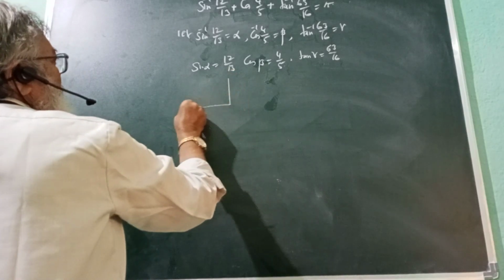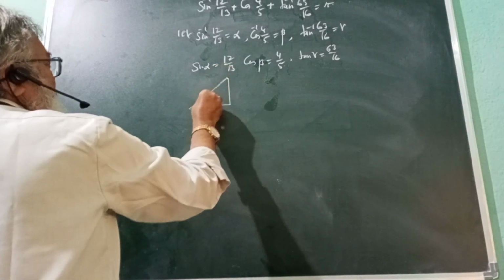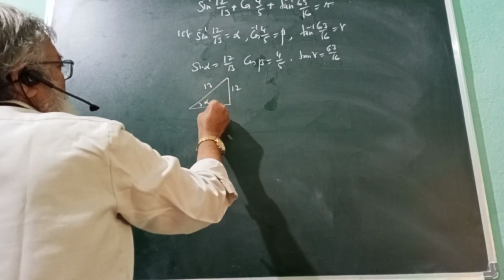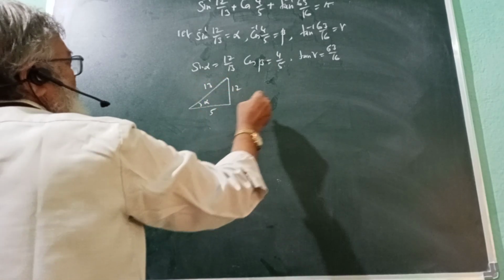Let us draw this, the triangle of alpha, opposite side by hypotenuse. By Pythagoras theorem, it will be 5.